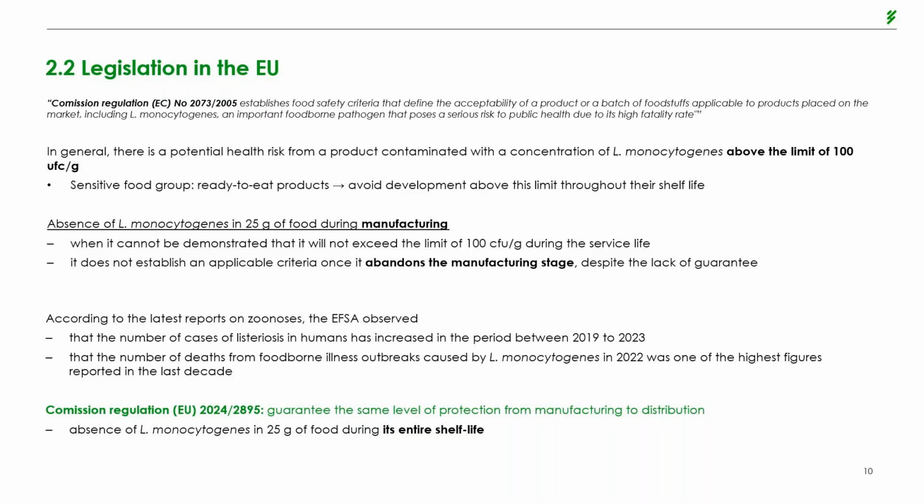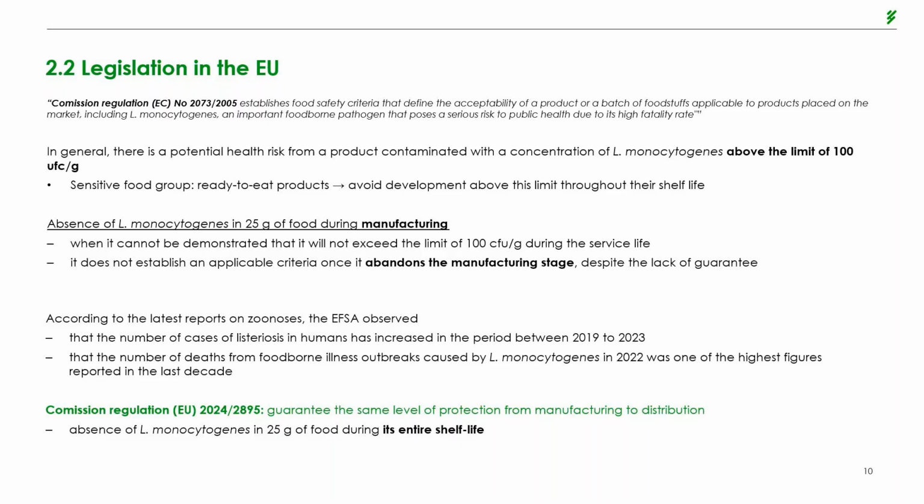not be exceeded. And as we've mentioned, the EFSA has observed and reported an increase in cases, more particularly between 2019 and 2023, which is the year of this last report, and that the number of deaths in 2022 has been, and this is very shocking, one of the highest figures in the last decade. So just 3 years ago, it was the deadliest year regarding Listeria mono.